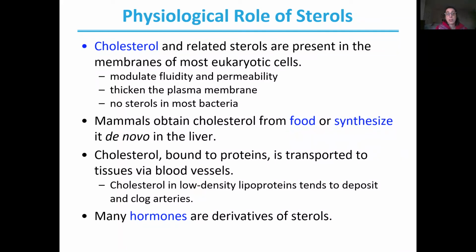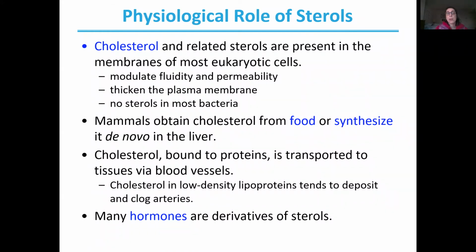Now, we need to obtain cholesterol from food, or we have to synthesize it in the liver, but it is a very important molecule. It can be bound to proteins and gets transported to different tissues via blood vessels. When it is being transported, the amount that is in our blood is referred to as your blood cholesterol levels. So if you have cholesterol in something called a low density lipoprotein, this can tend to deposit, and because of its rigid structure, can clog arteries.